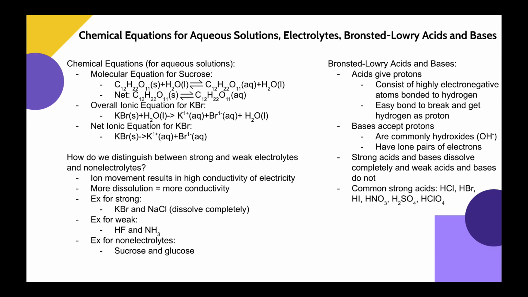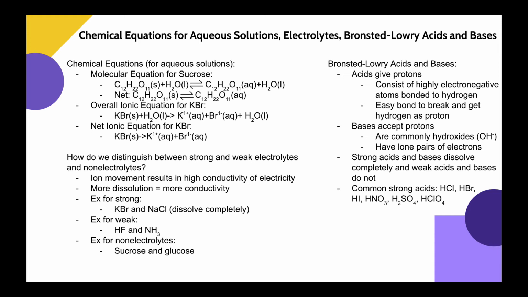So moving on to identifying Bronsted-Lowry acids and bases. Acids are those which give protons away, and these usually consist of highly electronegative atoms bonded to hydrogen. Highly electronegative atoms include fluorine and chlorine, which have high electronegativity values. Since those atoms are very electronegative, the bonds between them and the hydrogens are really easy to break. And when they do break, the hydrogens are given off as protons.